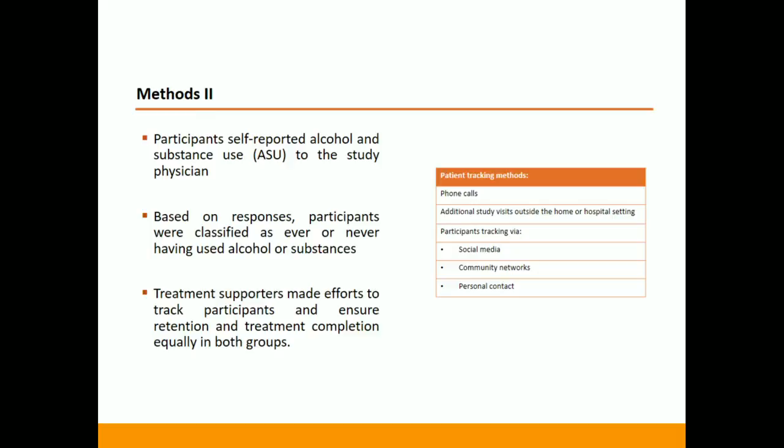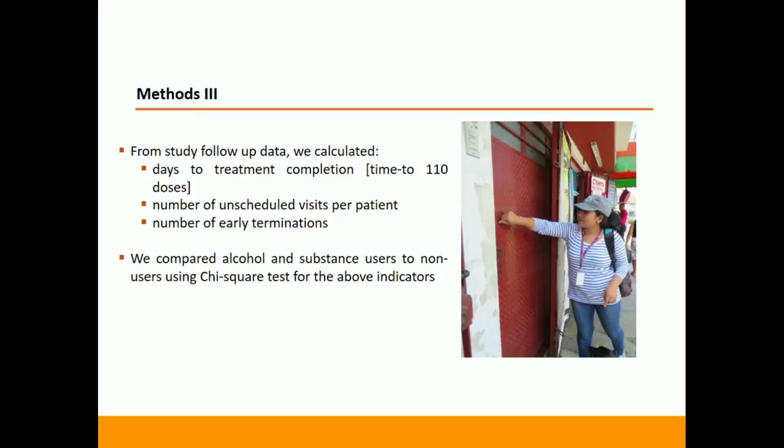So part of the tracking methods that we used were based on phone calls to the participants, some additional visits that were required based on the need for completing the treatment, and we tracked the participants using different strategies that you can see in the slide. And from the data we collected, we calculated at least three outcomes. The first outcome was the number of days to treatment completion, basically the day when they complete the 110 doses that was required to complete the study, the number of unscheduled visits per patient, and also the number of early terminations. And we compared at the end the alcohol and substance users to non-users using chi-square tests for the indicators I just mentioned.